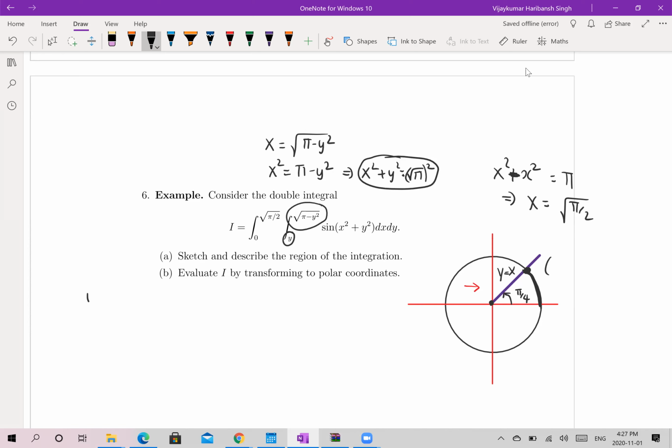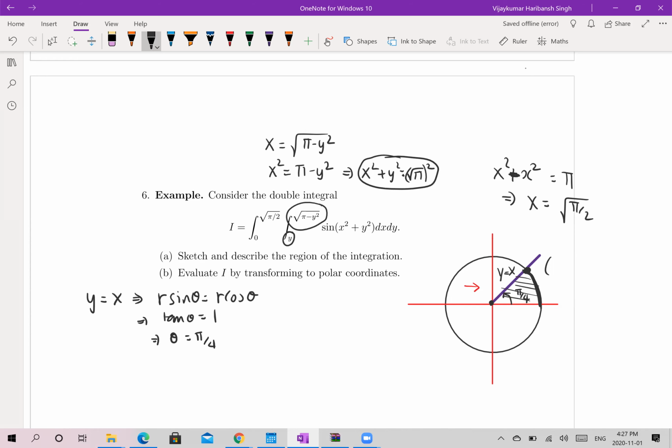Why? Because y equals x always leads to pi by 4. Why is that? Because y equals x implies r sine theta equals r cosine theta. This gives me tan theta equals 1. So theta equals pi by 4. Particularly, we are interested in the first quadrant, right? So this is the region.